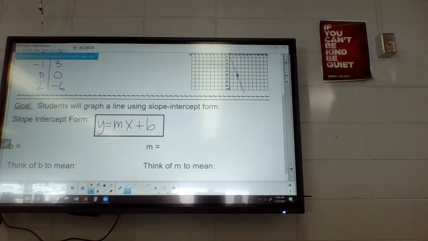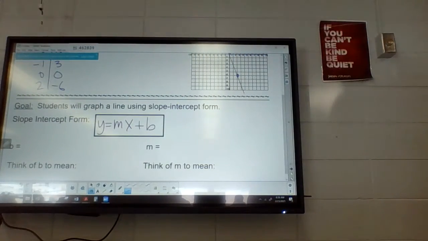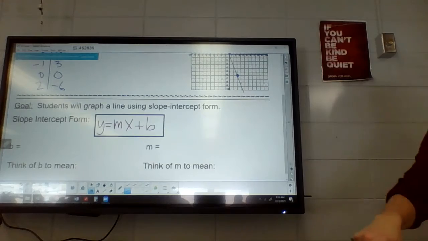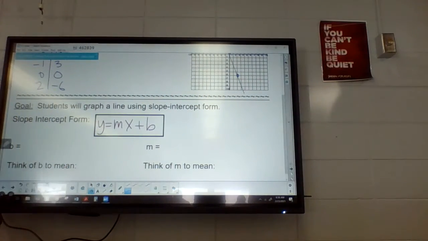equation. So the b in this case, do you guys remember what we said about it? The b is the number that was being added or subtracted. What did we say that is? It was the y-intercept. So the b is the y-intercept.